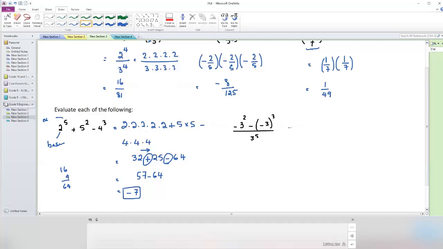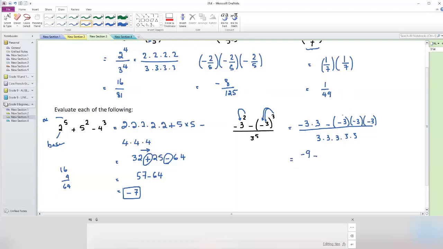Next, I have to look at everything. The 2 here doesn't affect the negative. It affects only the 3. So that means negative, only 3 times 3, minus. Here the 3 affects both of them. It affects the negative and it affects the 3. That means minus, I take negative 3 times negative 3 times negative 3. This is my base. I repeat it 3 times. And 3 exponent 5 means 3 times 3 times 3 times 3 times 3. So now, 3 times 3 equals 9. That means negative 9.